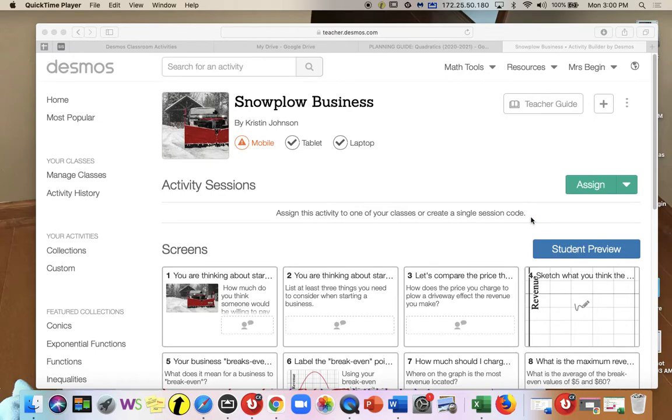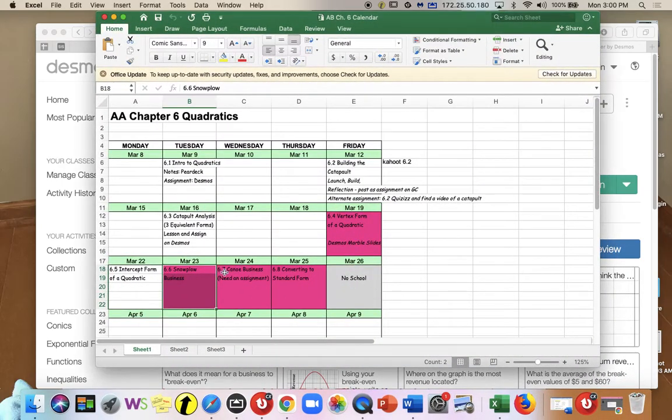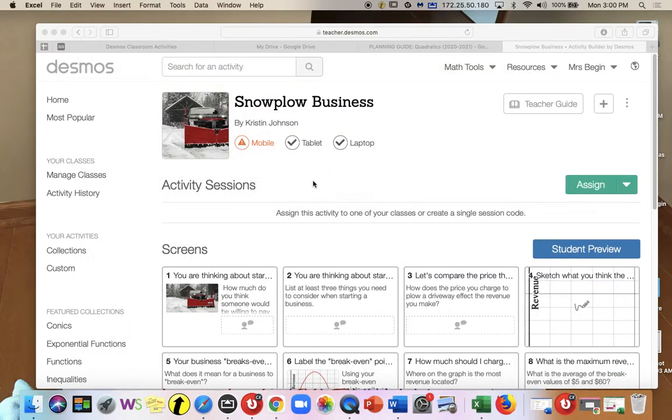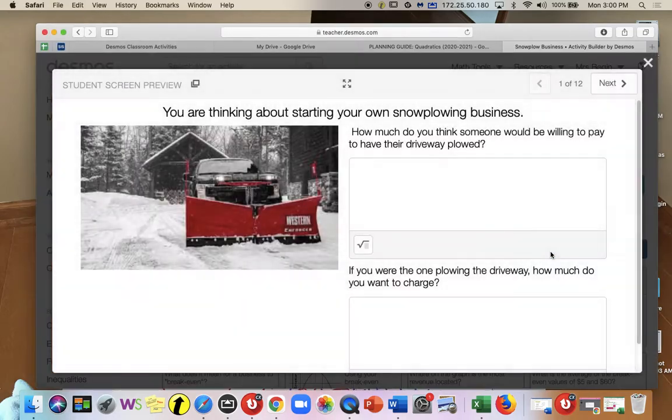Today in class, we're going to review some of the forms of the equation of the quadratic that we've looked at earlier this chapter. And we're going to do that by looking at something called the Snowplow Problem. So this is section 6.6 in our chapter, and this link will be on Google Classroom, and we're going to work through this mostly together in class.